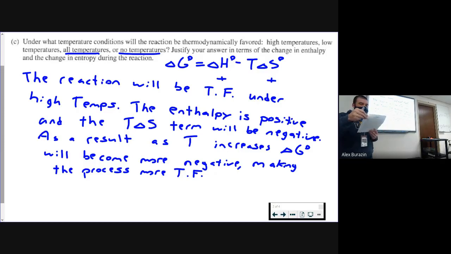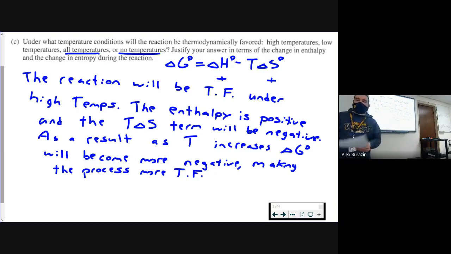Reaction will only be thermodynamically favored at high temperatures. The reaction will be thermodynamically favored when delta G is negative. Delta H for the reaction is positive, so at low temperatures, when the value of T delta S is small, delta G is positive and the reaction is not thermodynamically favored. Because delta S for this reaction is positive, high temperature conditions give a large positive value for T delta S. This will result in a negative delta G and the reaction will be thermodynamically favored.